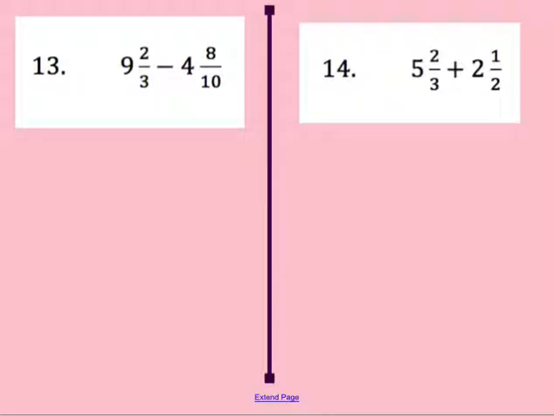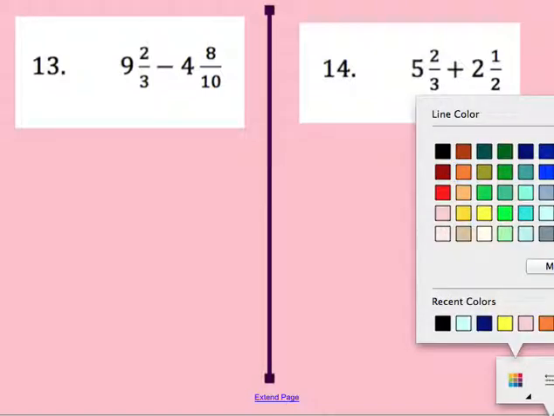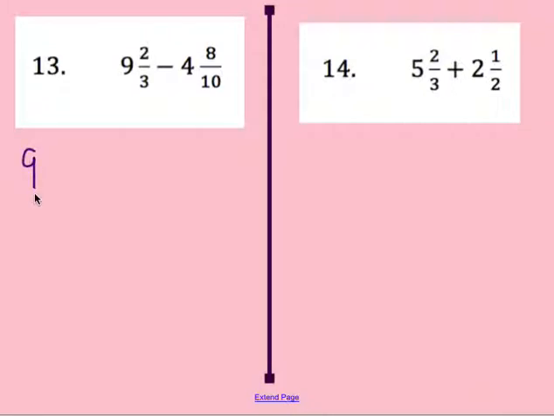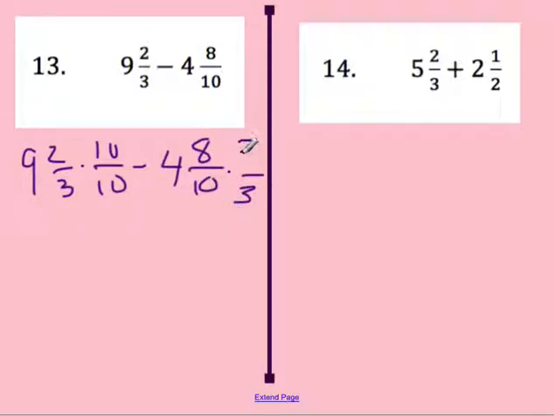Let's go ahead and take a look at number 13. So we want to figure out the smallest number that 3 and 10 both multiply to. And that's going to be 30. So what do I need to multiply 3 by to get to 30? That's going to be 10. So I'm going to multiply by 10 over 10. Next, how do I get 10 to 30? Well, that's going to be multiplying by 3. So I'm going to multiply by 3 over 3.